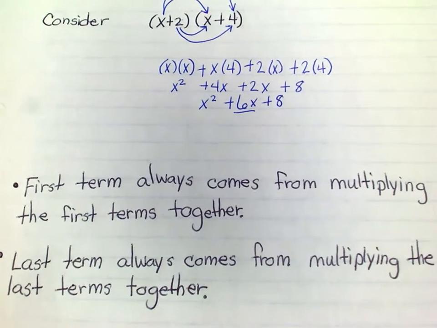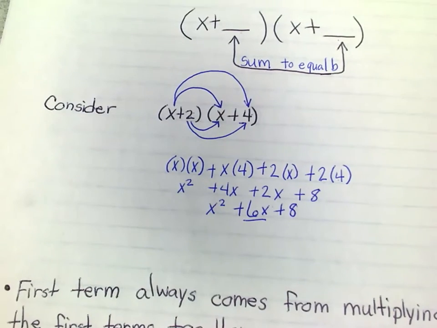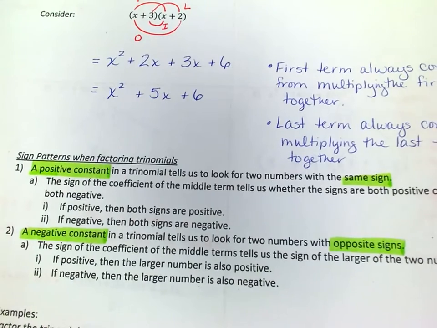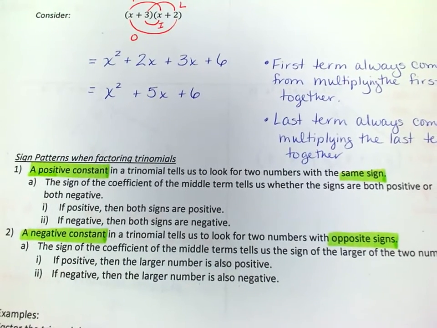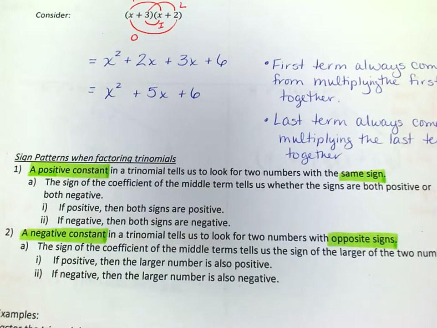Alrighty, these are going to be some important notes, and also I'd like to have a note about signs. Okay, sign patterns when factoring. A positive constant in a polynomial, or trinomial, tells us to look for two numbers with the same sign. The sign of the coefficient of the middle term tells us whether the signs are both positive or negative. First of all, if positive, then both signs are positive. If negative, both signs are negative.